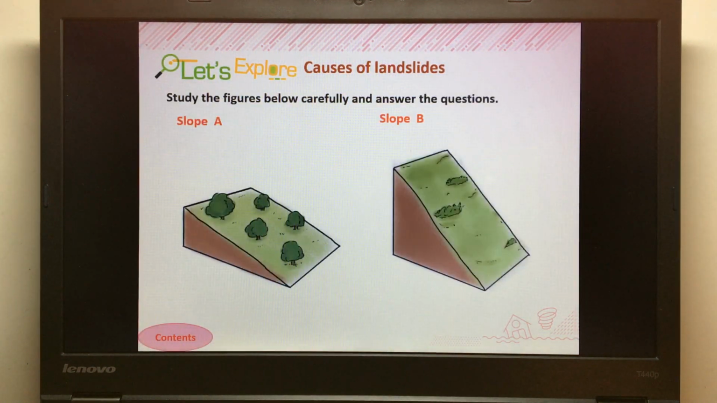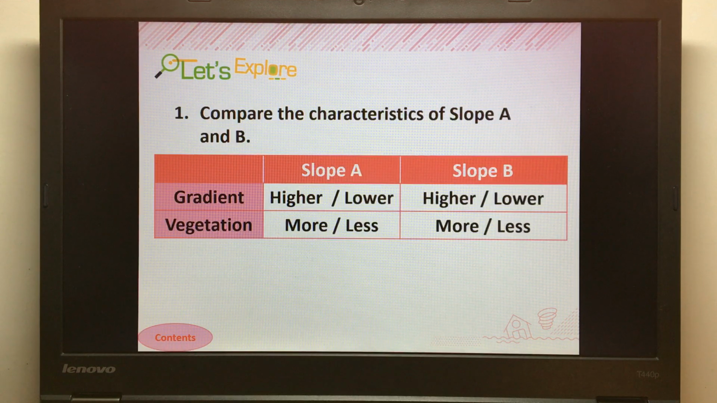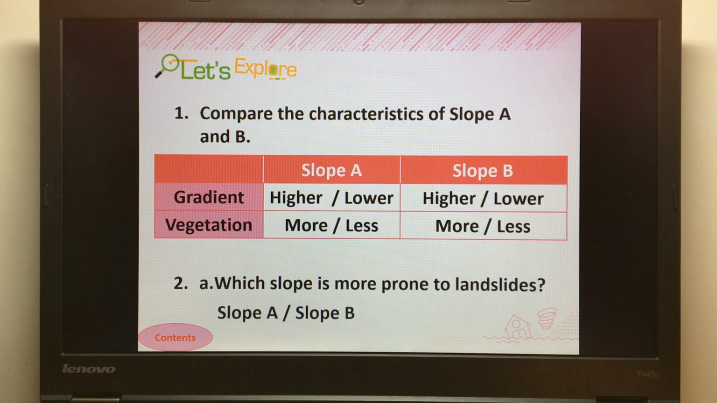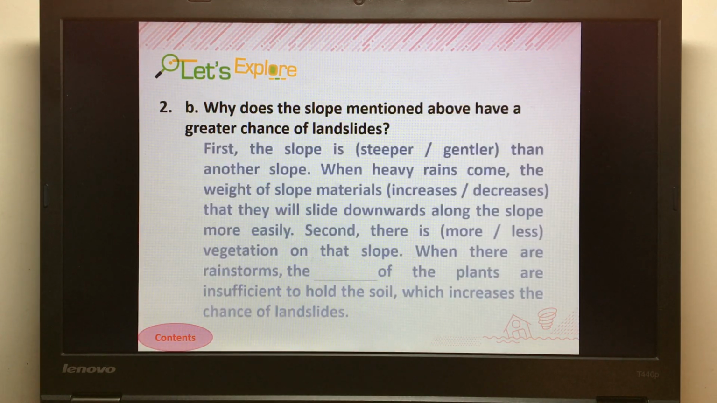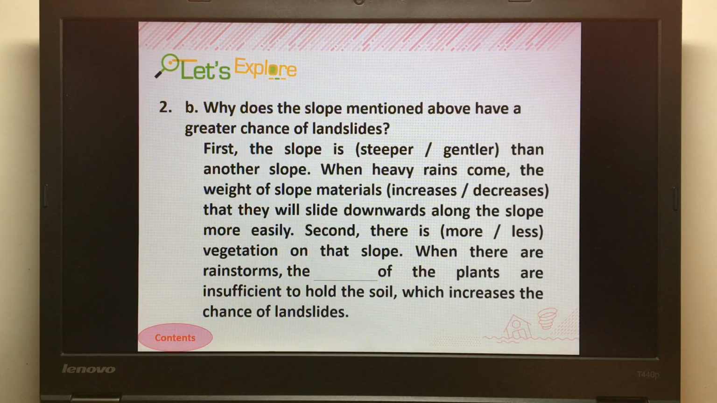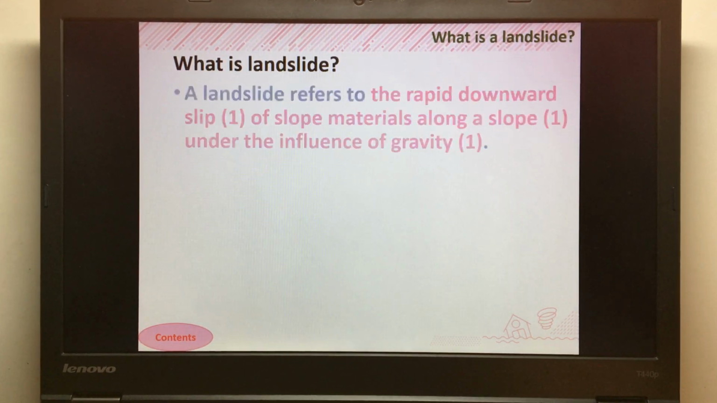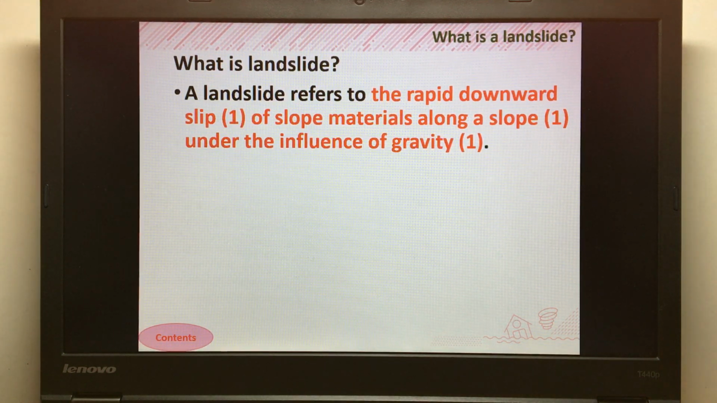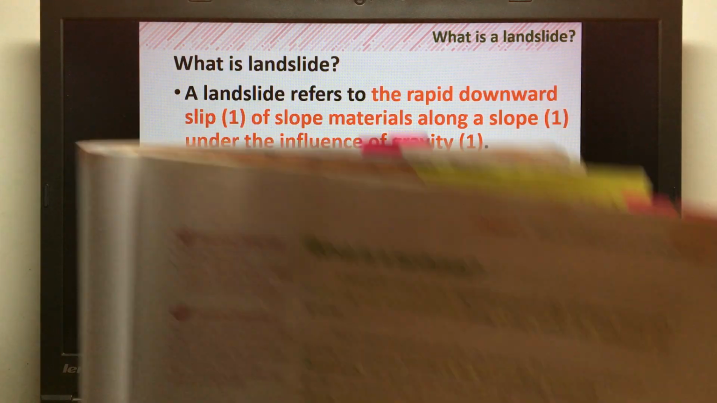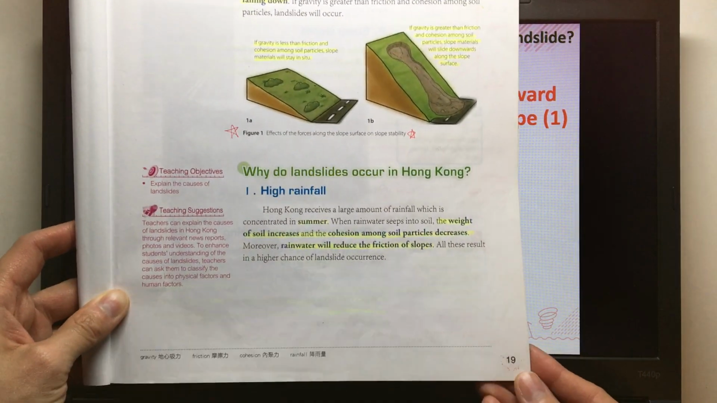For the Let's Explore activity on page 18, please complete it through the Google form, so that I can know whether you have done it or not. Please submit it before the 8th of March. After you have done this activity, let us look at what a landslide is. In the textbook it is on page 19, so let us take out our textbook and turn to page 19.